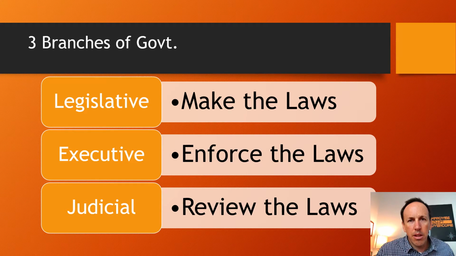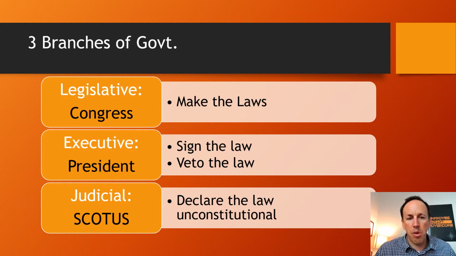Okay, 3 branches of government. What are they? Legislative, executive, judicial. Bam, you should know that. What does the legislative branch do? They make the laws. Then the executive branch enforces the laws. Judicial branch reviews the laws. Okay, you should all know that. Congress, President, Supreme Court. Good? Feel good? Let's keep going.